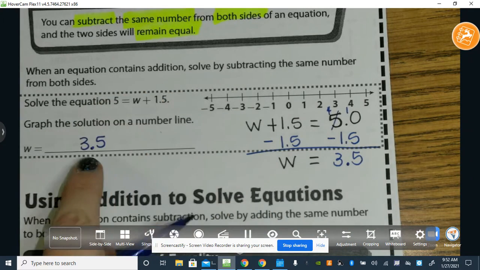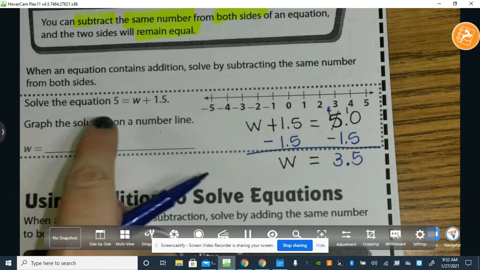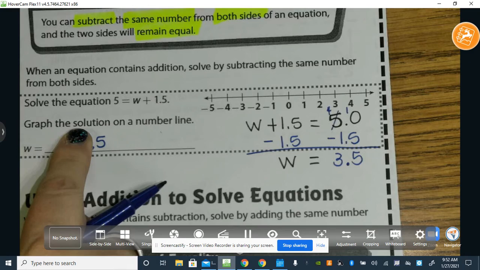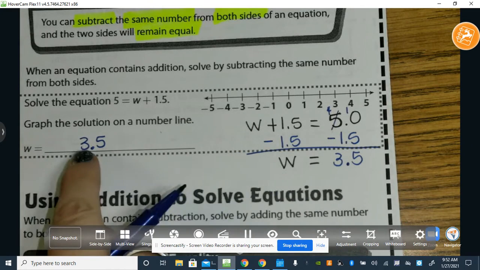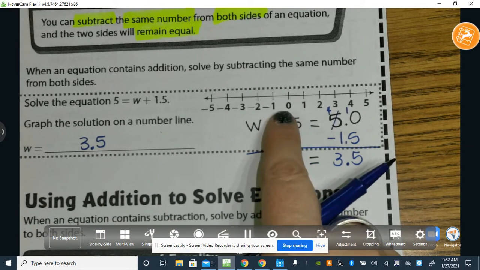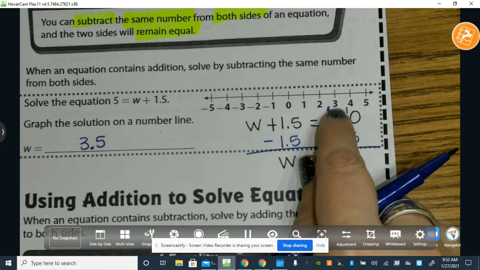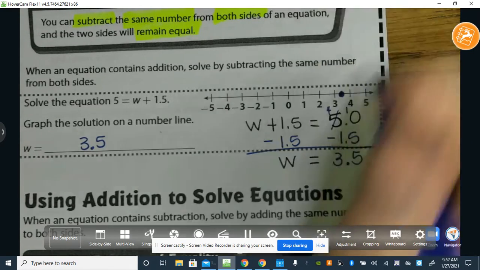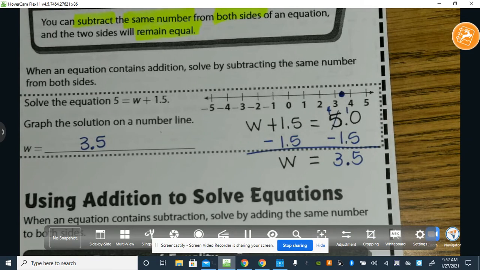All right, now I'm going to place that number. It says graph the solution on the number line. Solution, graph the answer. So where would it be? It's 3.5. It's positive, so it's going to be to the right of 0. And it's going to be between 3 and 4. So that's where my dot goes, and that's it. You don't have to do anything to that. You just have to put the dot there to show that that's where the number would be on the number line.